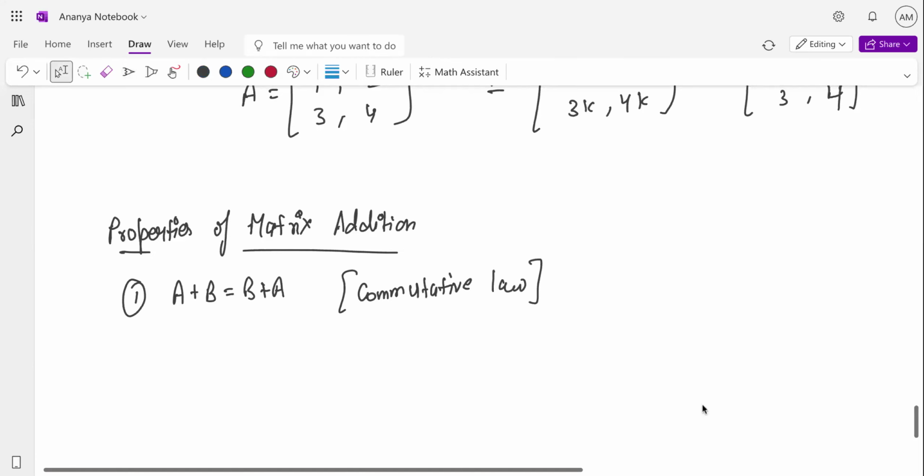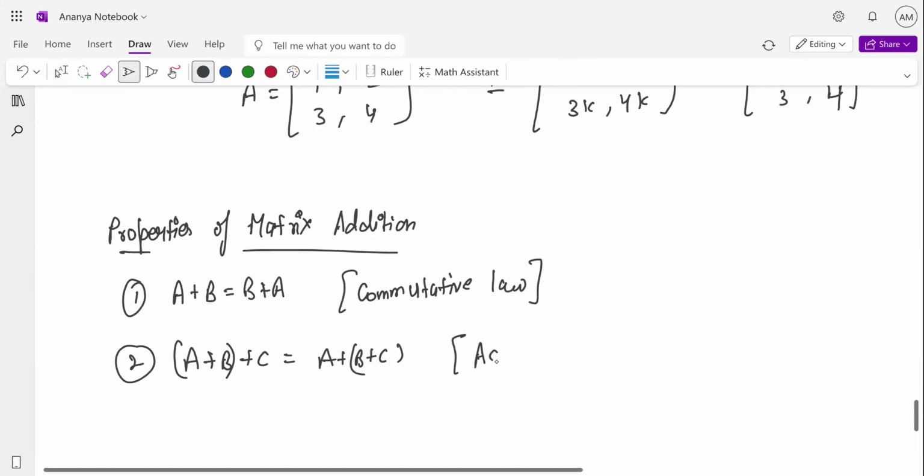Okay, the next one we can come up with is the associative property. What is associative? Associative means I'll be having three elements, and I can associate them. For example, this: I can say (A plus B) plus C is equal to A plus (B plus C). Associative one. Any doubt you have? No, sir. Clear, sir.